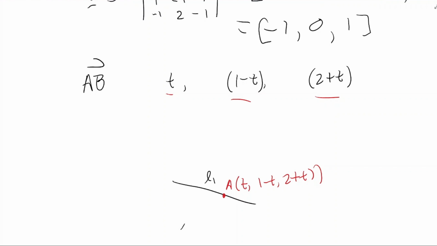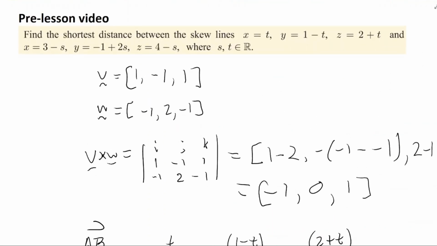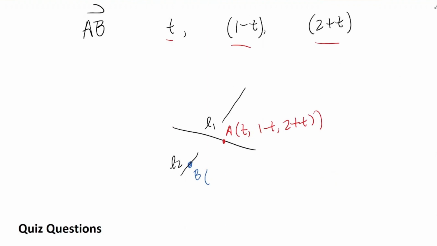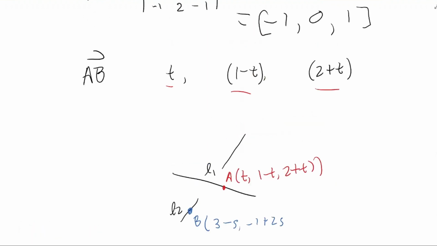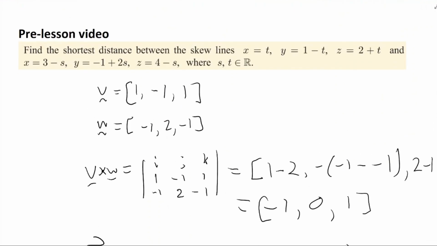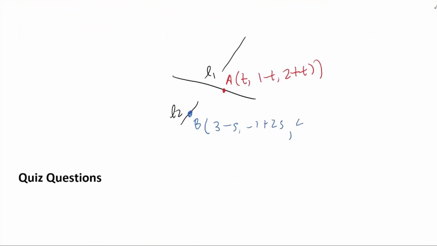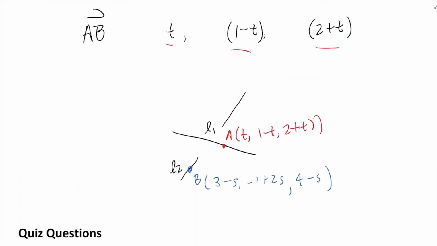Then we've got this other line here, L2, which may be skew. And we've got this point B, and B follows the coordinates of line 2. So 3 take s, minus 1 plus 2s, and 4 take s. So if we want to find the vector from A to B, we literally just do the coordinates from B minus the coordinates from A.